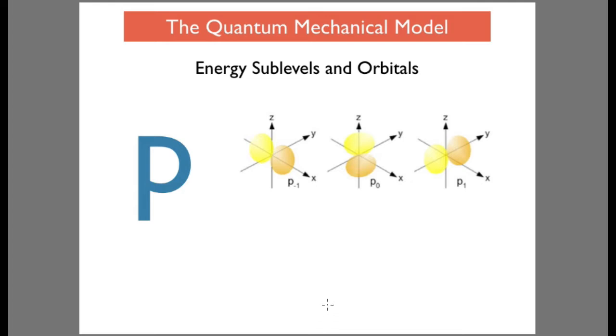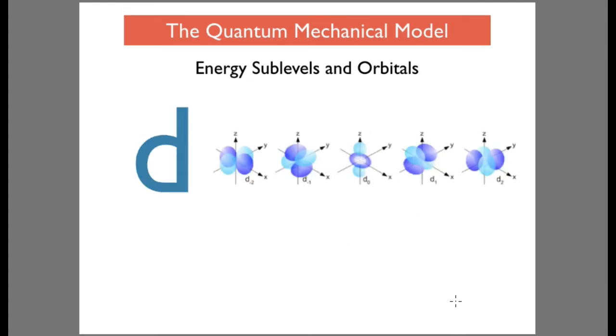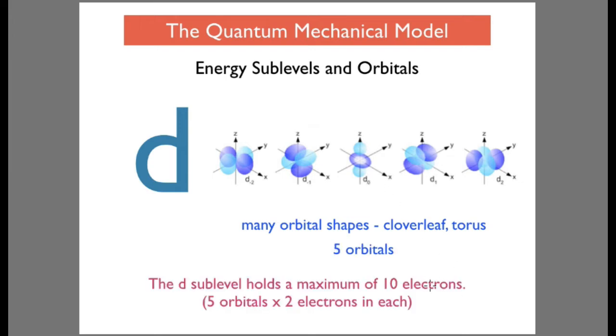The p orbitals are dumbbell shaped, or some people call them figure of 8 shaped orbitals. There's 3 types, and the p sublevel holds a maximum of 6 electrons. There's 3 orbitals, each holds 2 electrons, so 6 electrons. The d orbitals, you can see there's 5 there in different shapes again. There's a kind of clover-leaf shape, a 4-leaf clover, and there's a torus there in the middle. And there's 5 orbitals. The d sublevel holds a maximum of 10 electrons.